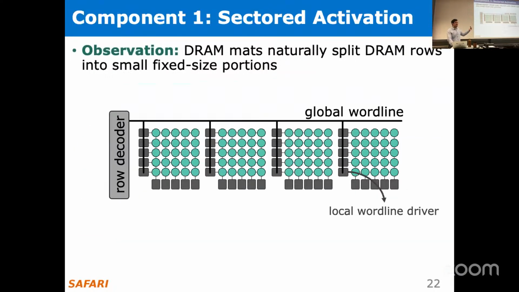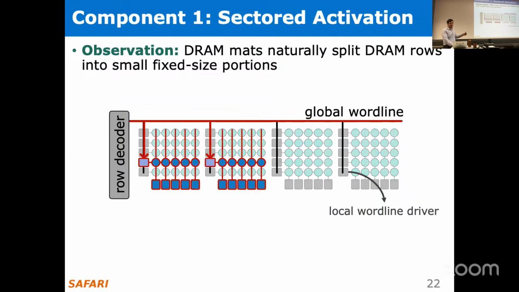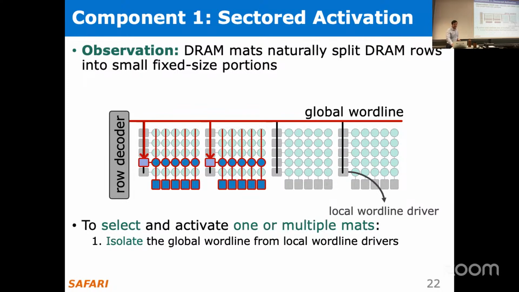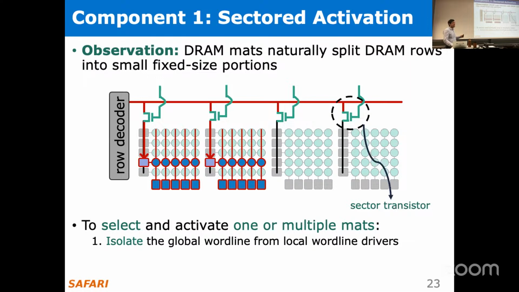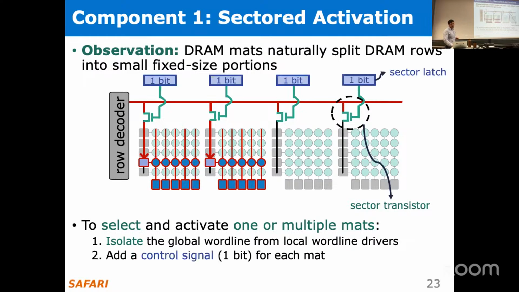Let's look at sectored activation in a bit more detail. This is our example subarray. For example, we want to enable the first 2 mats and not enable the last 2 mats in this picture. And to do so, we need to isolate the global word line from the local word line drivers. We do this by adding isolation transistors, which we call sector transistors, between the global word line and the local word line drivers. Next, we need a way of controlling the sector transistor, so we add a new control signal that we call the sector latch for each mat in a bank.